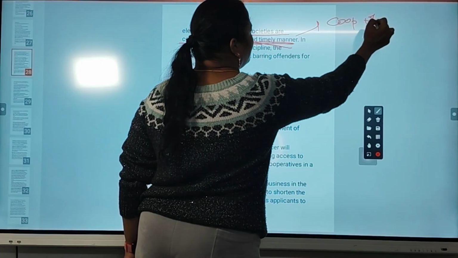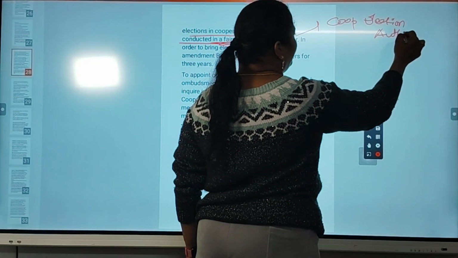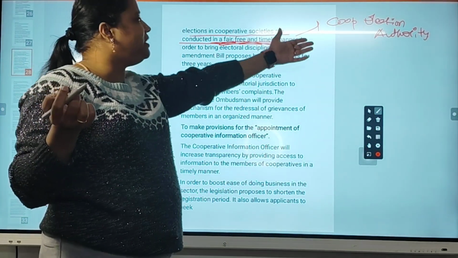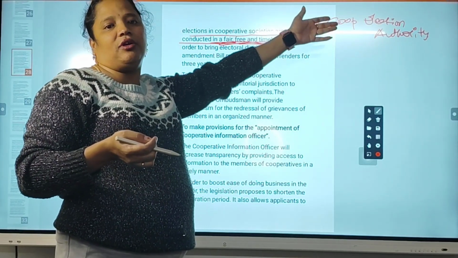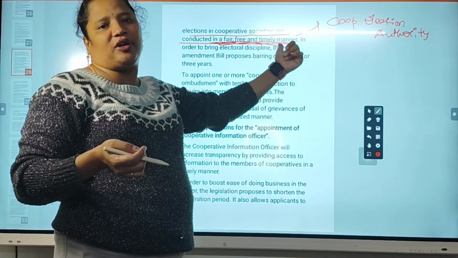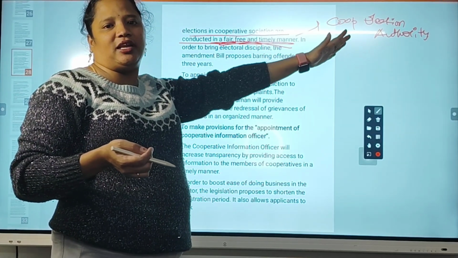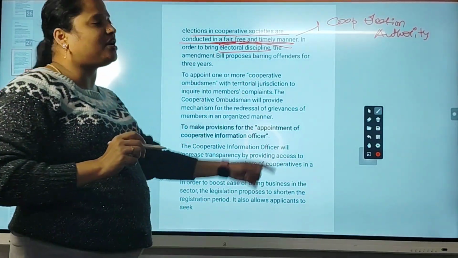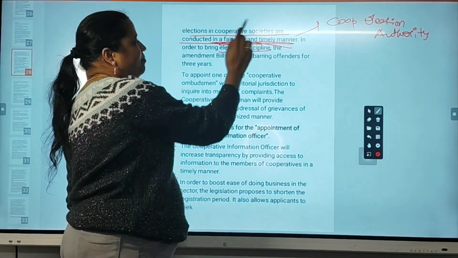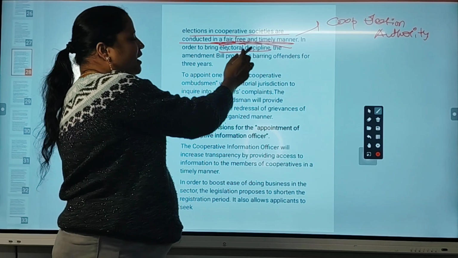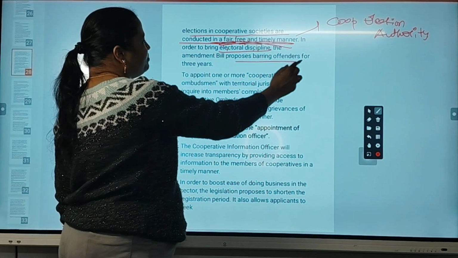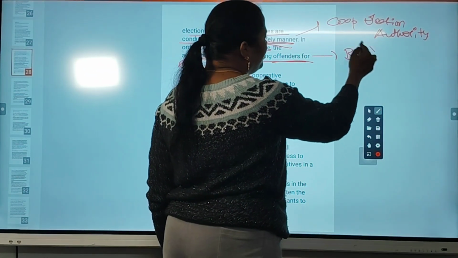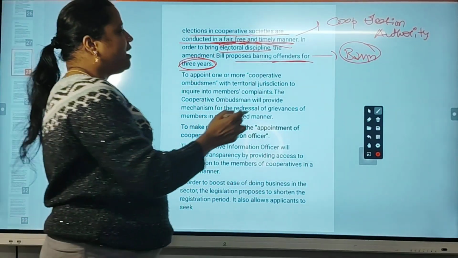The cooperative election authority is like the Election Commission of India, on the lines of the Election Commission. But the Election Commission is very big and operates all over India. This cooperative election authority also operates all over India, but it takes care of only cooperative society elections, not state elections or municipality elections or anything else. So they bring electoral discipline in the amendment. What is the ambition of this electoral body? To conduct fair, free and timely elections in cooperative societies and to bring electoral discipline. The bill proposes barring offenders for 3 years. It also means banning: they ban offenders who did false practices within the cooperative society for around 3 years.